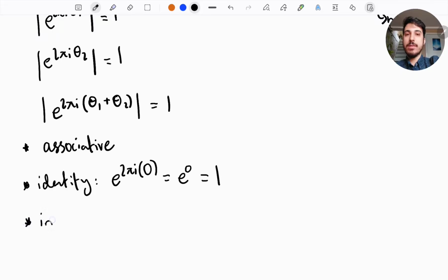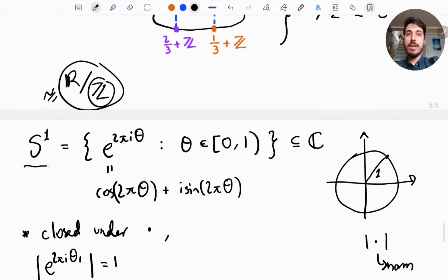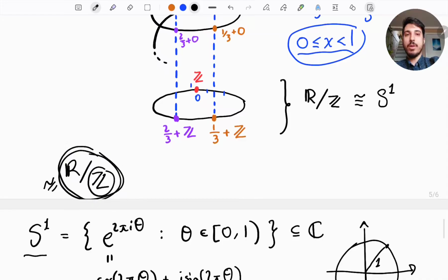And lastly, the inverses. The inverse of e to the 2 pi i theta is e to the 2 pi i times minus theta. Because if we take the product, e to the 2 pi i theta times e to the 2 pi i minus theta, we would get e to the 2 pi i times theta minus theta, which is e to the 0, giving us the multiplicative identity. Therefore, S1 is a group isomorphic to the quotient R by Z, giving us that Z is a normal subgroup of R.